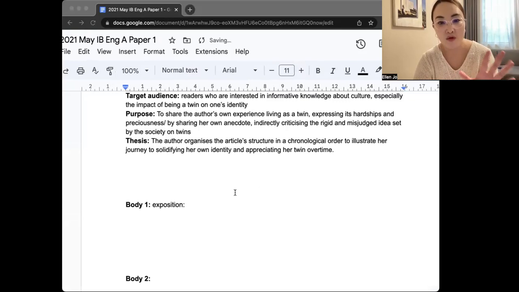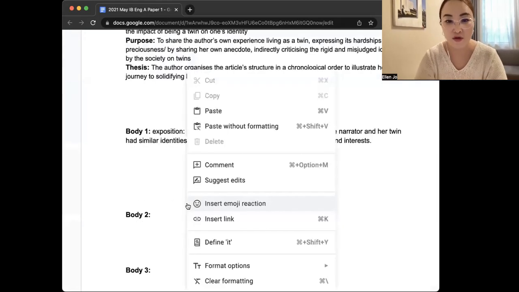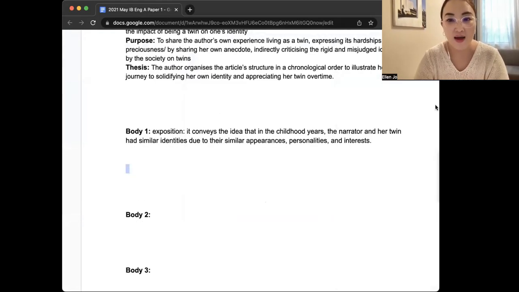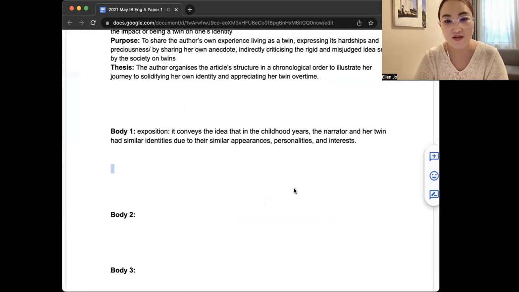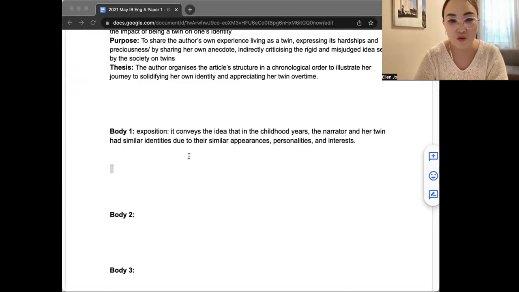And the main idea focusing on the exposition would be this. It conveys the idea that in childhood years, the narrator and her twin had similar identities due to their similar appearances, and even personalities and interests. So it wasn't yet the time that they started to develop the differences, or the independent identities, right? So that's the main point for body one.